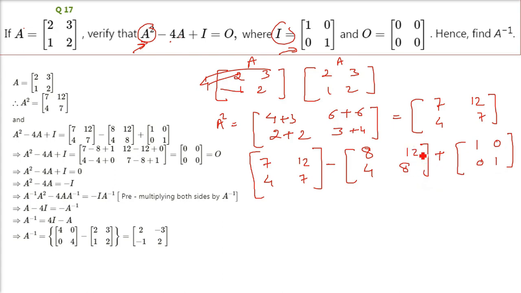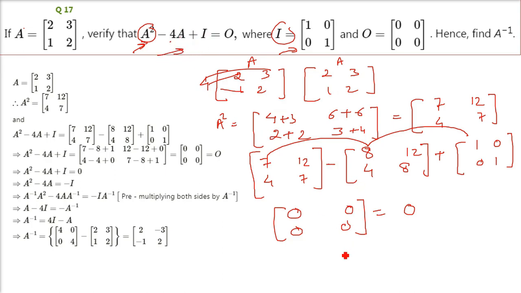So now you can very well see, if you take the corresponding values, 7 minus 8 plus 1 is 0. 12 minus 12 plus 0 is 0. 12 minus 12 plus 0 is 0. Then we have 4 minus 4 plus 0, this is 0. 7 minus 8 plus 1 is again 0. So this is a null matrix which we have to prove. We have to verify. We already verified it.